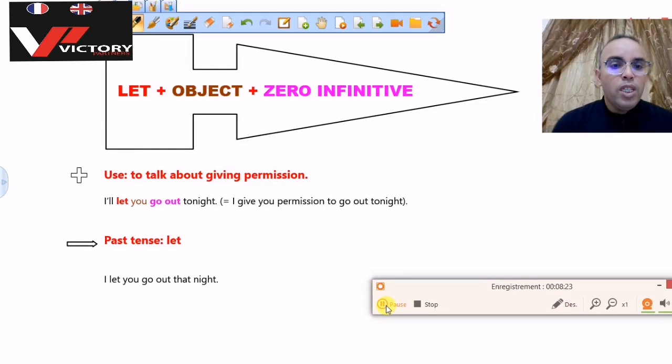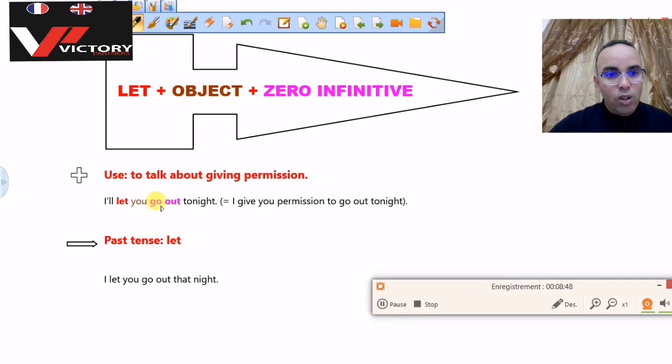The second word in our lesson is let. Let is structured and formed like this. So we have got here let plus object plus zero infinitive, bare infinitive or infinitive without to. As you can see here, I will let you go out tonight. We have got here let plus you, which is the object, plus go out, which is zero infinitive.